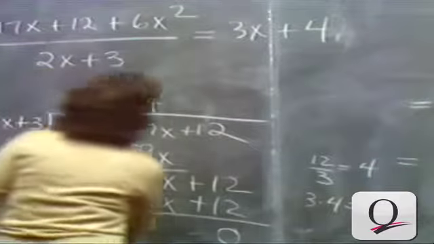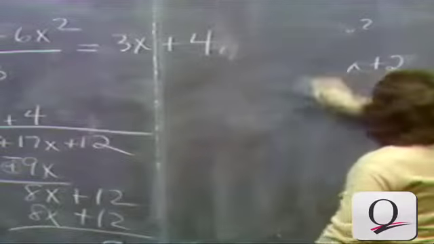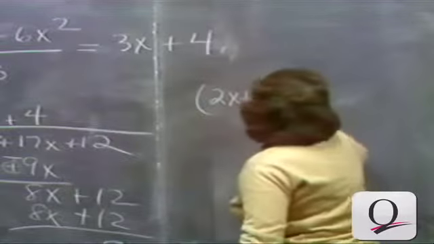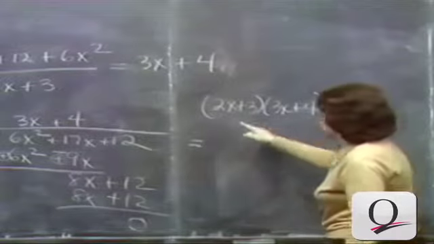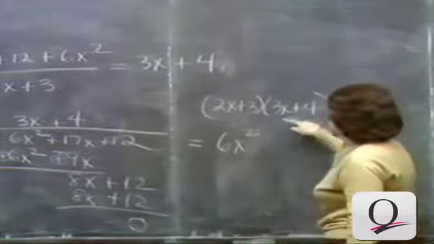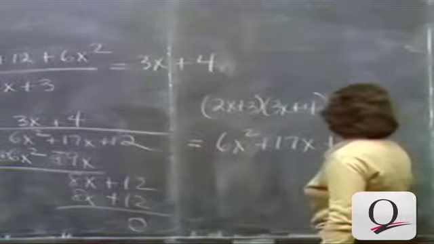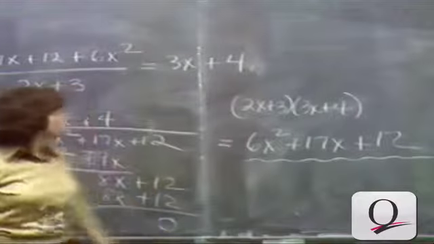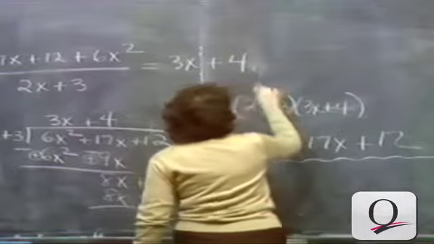Multiplying 2x plus 3 times 3x plus 4 to see what we get, using the FOIL method: first, outer, inner, last. We get 2x times 3x, that's 6x squared. Outer, 8x, inner, 9x for the 17x. 3 times 4 gives you the 12. And of course, this is what we have up here, but in a slightly different order: 6x squared plus 17x plus 12. This is just a check.